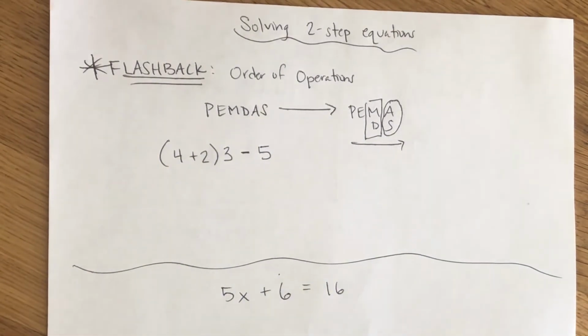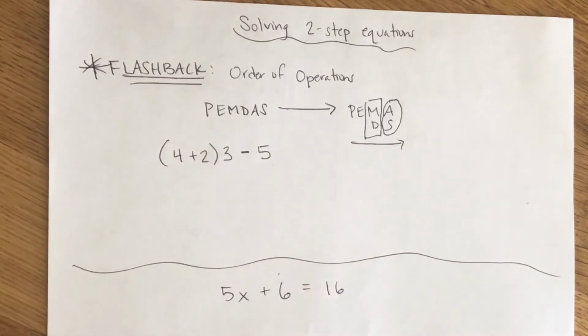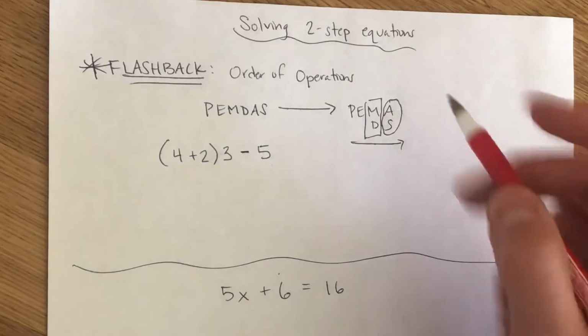So if we know all the values we're dealing with, like with this expression here, we can just sort of identify, all right, what are the operations we have here? We have parentheses.